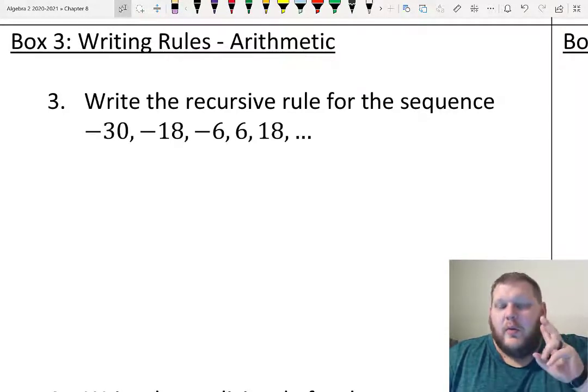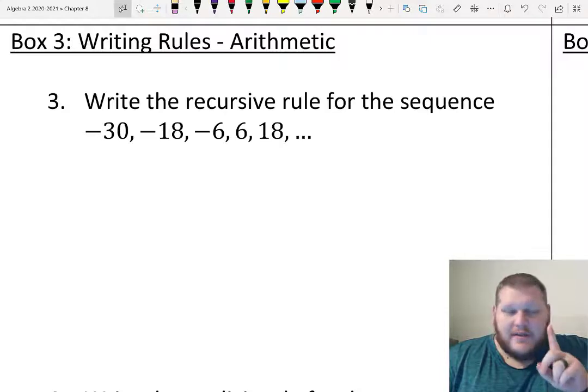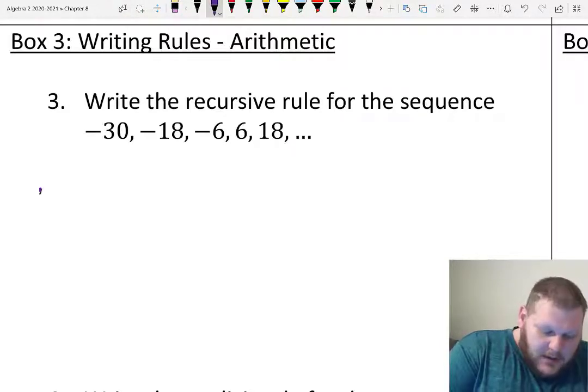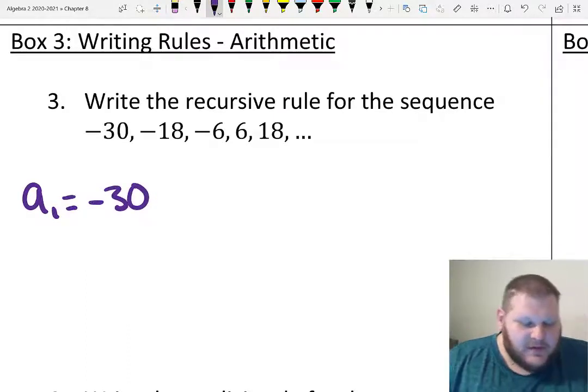We need to know what the first term of my sequence is, which that's always super easy. It's directly from your sequence. You just look at that first number. Hey, there's a sub 1. So in the case of number 3, a sub 1 is negative 30, my first term.